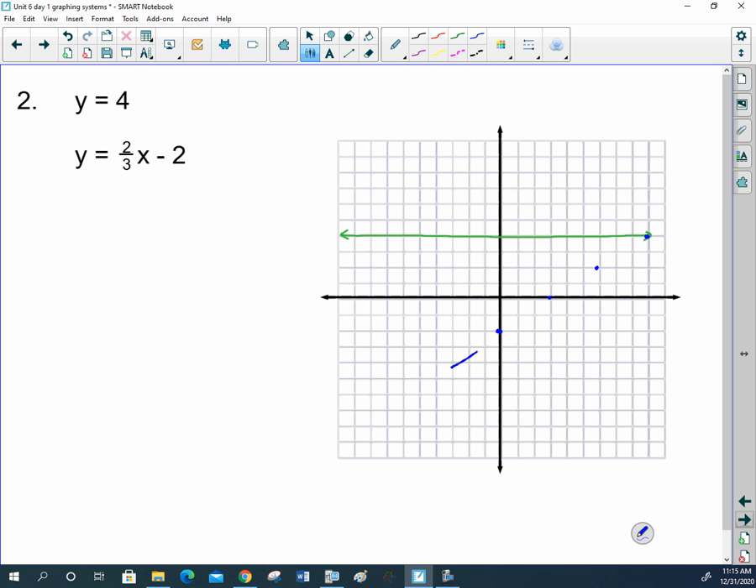And there's our line. Oops, I missed my point there, but you can tell that this is our intersection point. So that's 9, 4. So our solution is 9, 4.